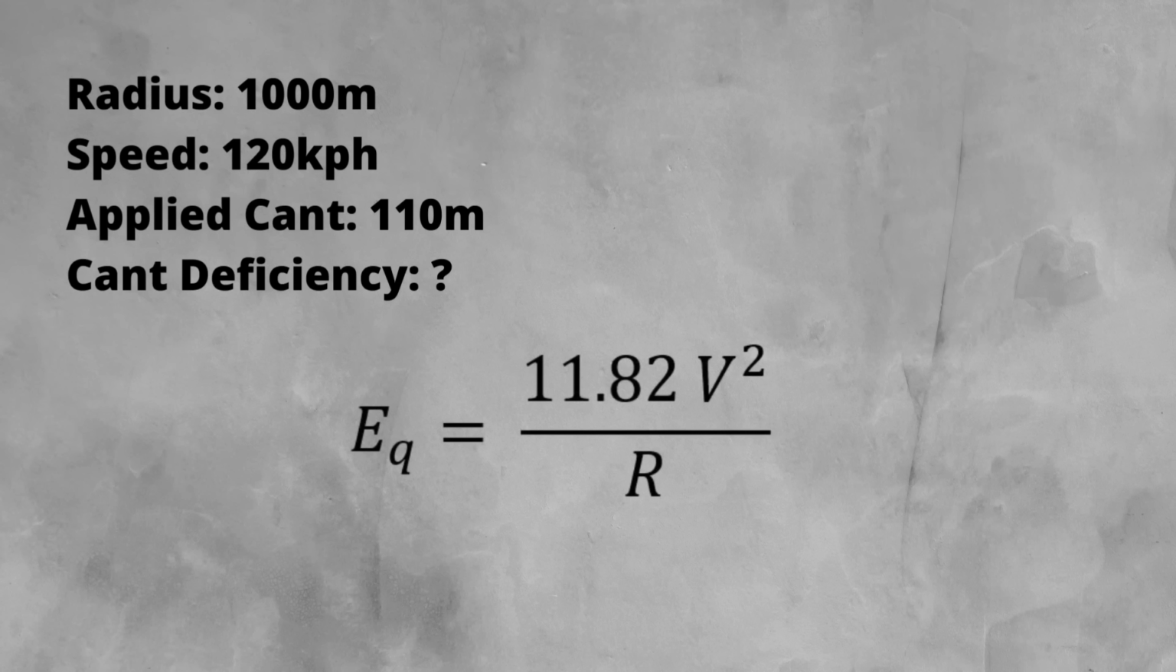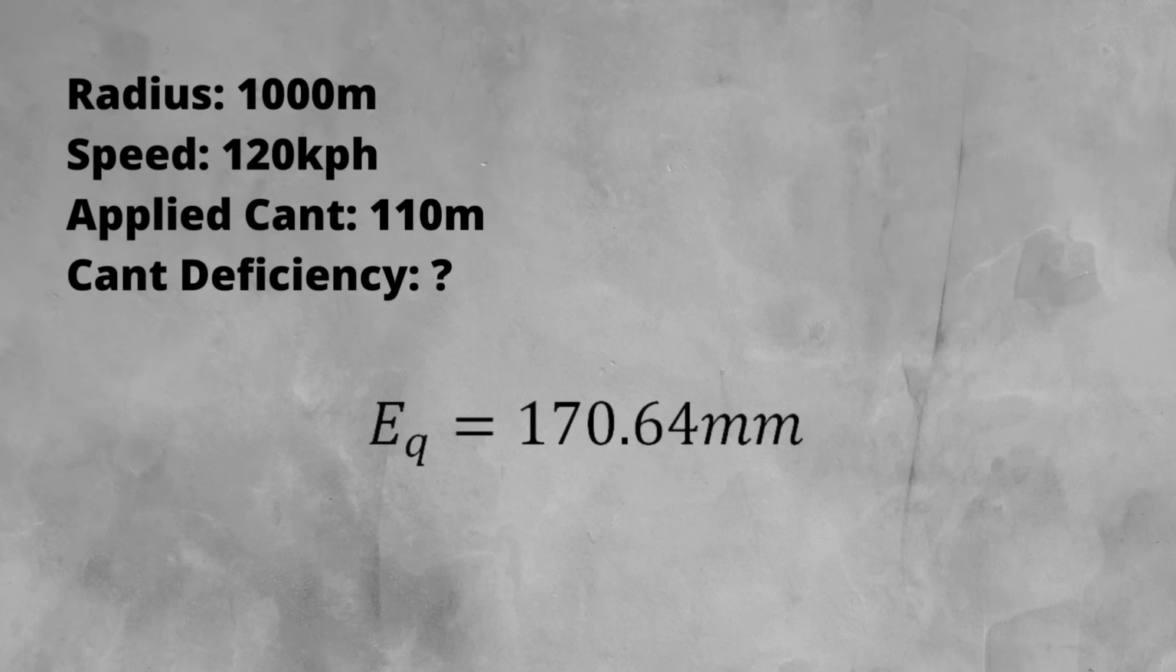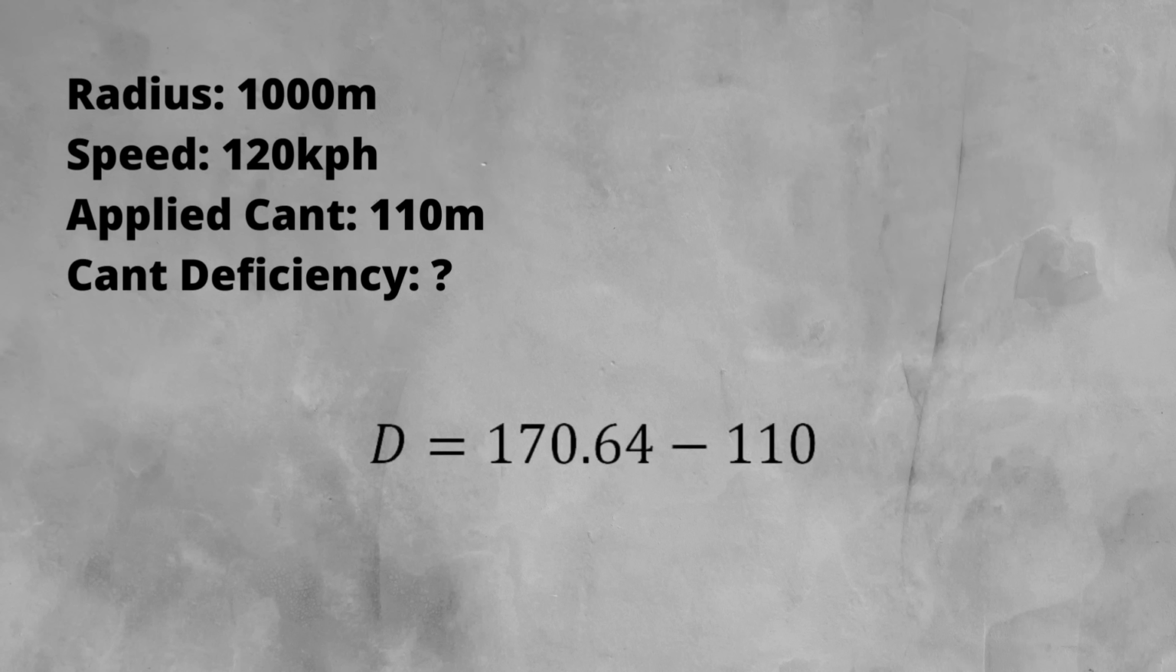Let's say we have a curve of 1000 meter radius with a line speed of 120 km per hour. The curve has 110 mm of cant applied to it. We are looking at the length of the transition between this curve and a straight. First things first, we need to work out what our cant deficiency is. To do this, we calculate the equilibrium cant using this equation. This gives us an equilibrium cant of 170.64 millimeters. With our applied cant being 110 mm, our deficiency is 60.64 mm.